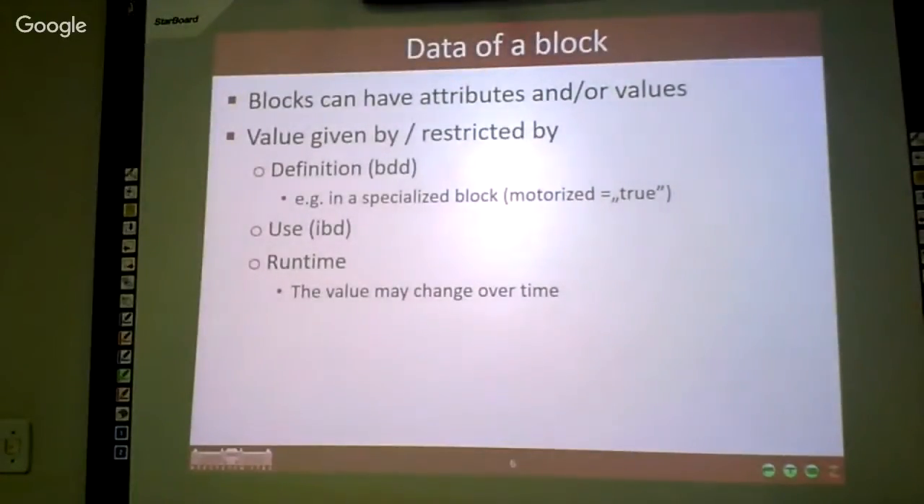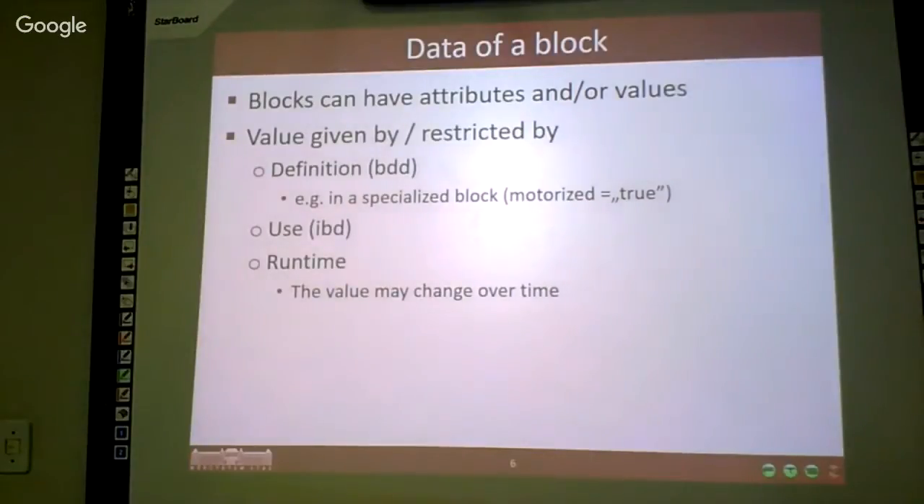In this way, you can add various data to the blocks. And actually, as I mentioned, the value of the attributes of the block is defined in the BDD. It is used in the IBD, and then at runtime, this value may change over time. So that is how you can imagine it.